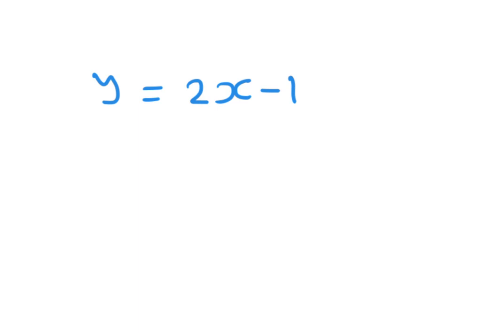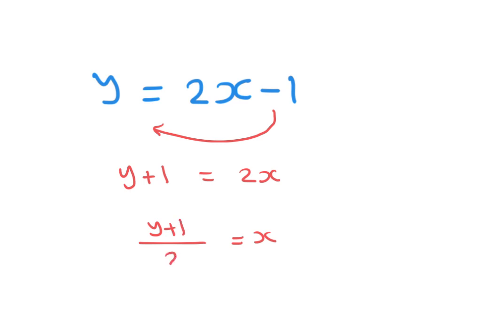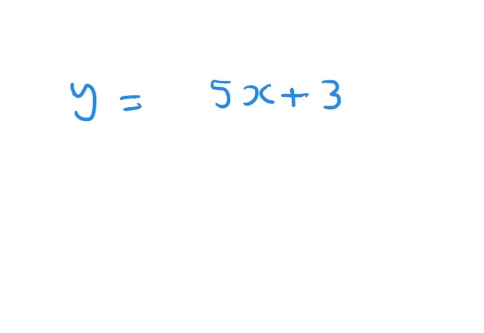Yes, correct. So first, transpose negative 1 to the other side by positive. So y plus 1 equals 2x. This is the first step. Now how to remove 2? Divide both sides by 2. So x equals y plus 1 over 2. Good job.